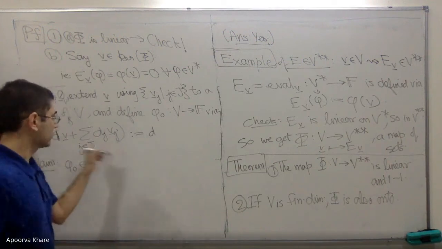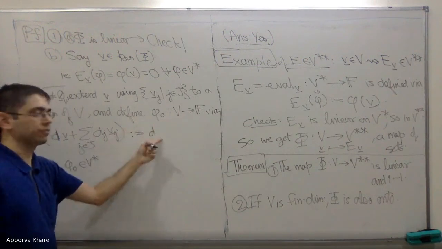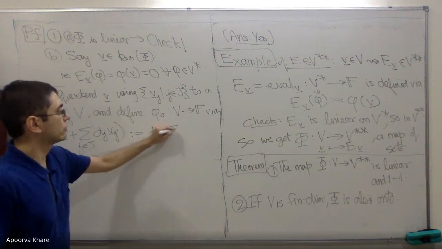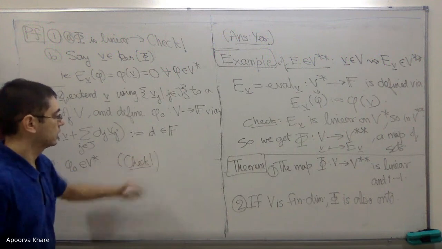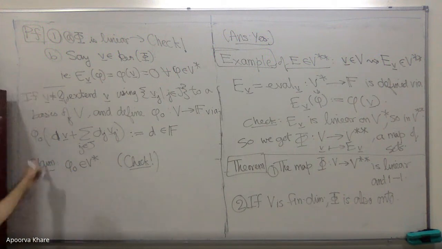And you can again check. Okay, it's a function from V to F clearly. You just have to check it's linear. And of course, as always, I will not check it's linear. But now you get a contradiction.